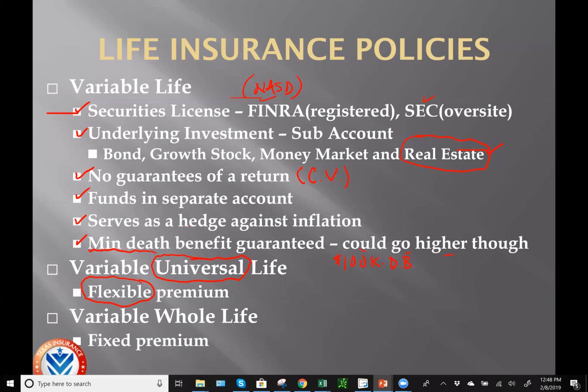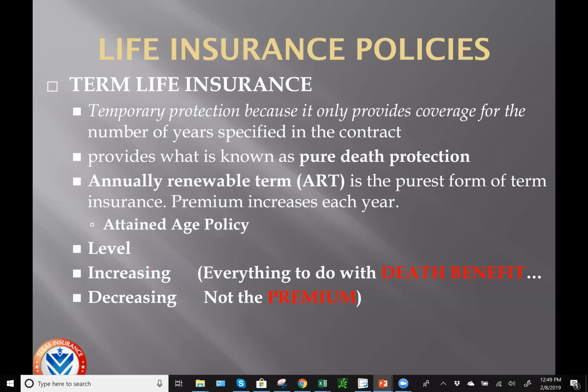You may have a question about a variable whole life policy, and it's going to ask about the premium. Well, if it's variable whole life, it's going to have a fixed or level premium because of the word whole. Once again, if you'll just use word association on the premium on a permanent policy, universal says it's flexible, whole says it's fixed or level. That will help you a lot. All right, so that's it for permanent policies right now.